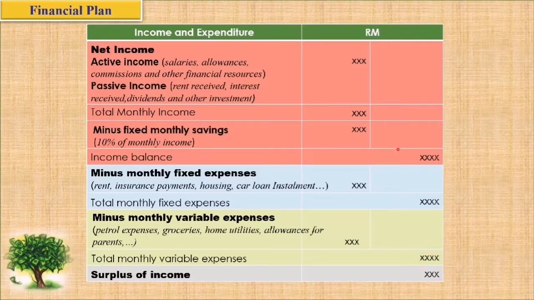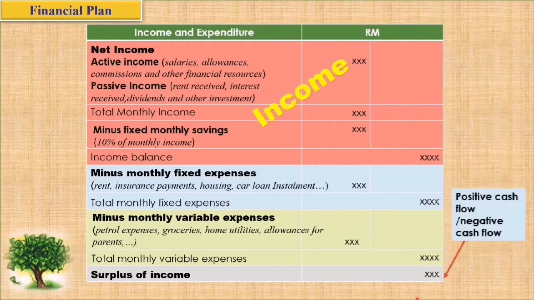Last, we will check whether we have a surplus of income or not. So how to find it? Income balance minus monthly fixed expenses minus monthly variable expenses. If the number here is positive, it means we have positive cash flow. So you must remember there are two important components in constructing a financial plan: income and expenses.